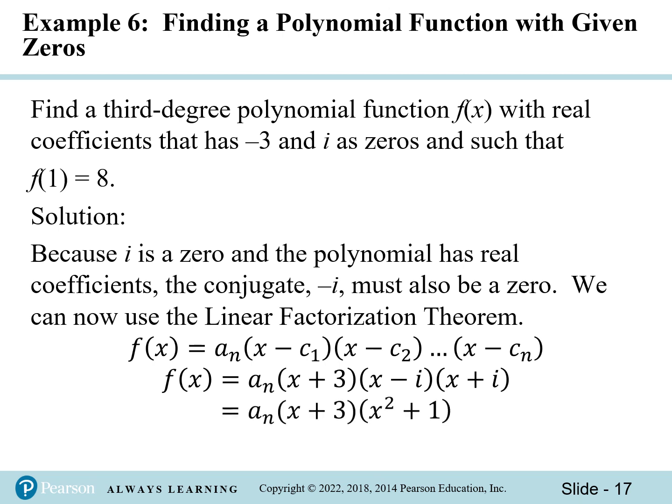If we multiply x minus i times x plus i to get rid of the imaginary parts, we're going to have x squared plus 1. And then I want to multiply x plus 3 times x squared plus 1. You can use the box method for that. I'm going to end up with x cubed plus 3x squared plus x plus 3.